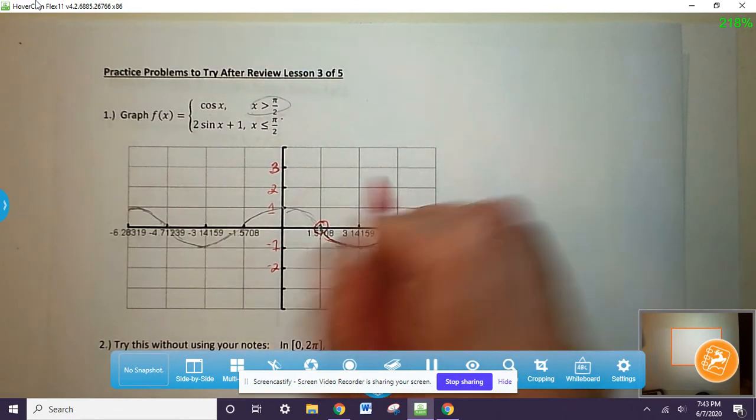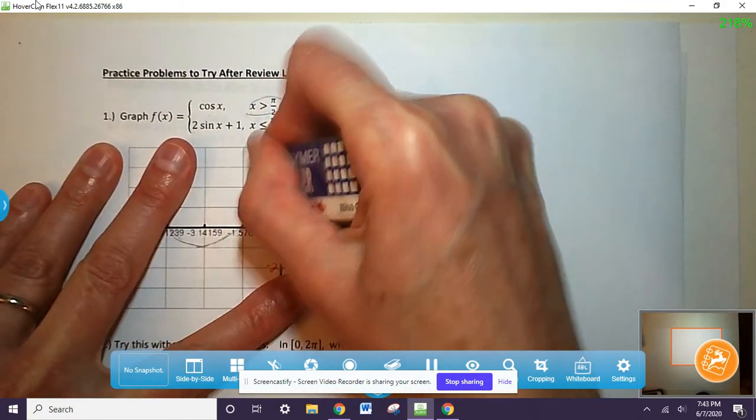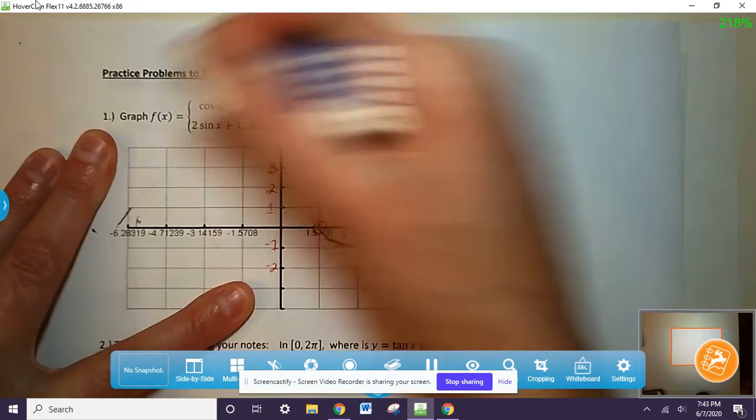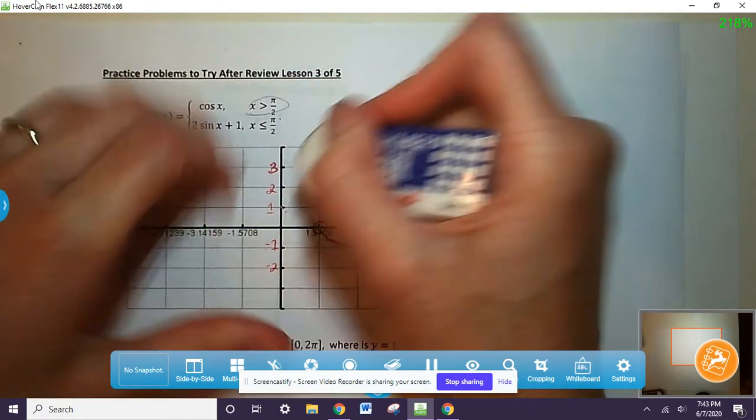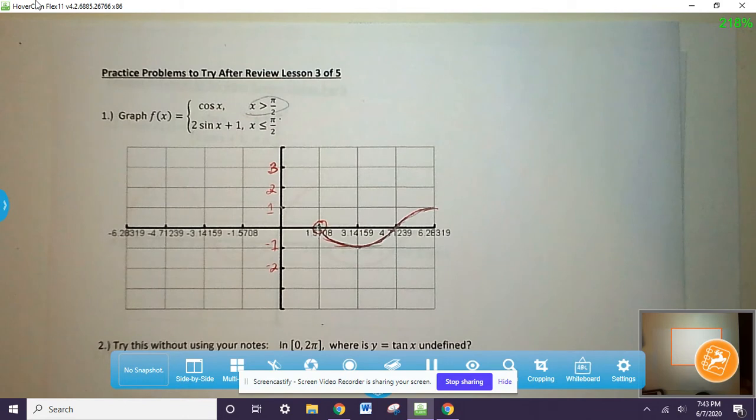So it's very helpful if you do this in pencil as you're starting so that you can erase the parts you don't want. I personally find that much easier than trying to just graph the part that I want, especially when it comes to trig functions like this, because that barely even looks like cosine anymore.